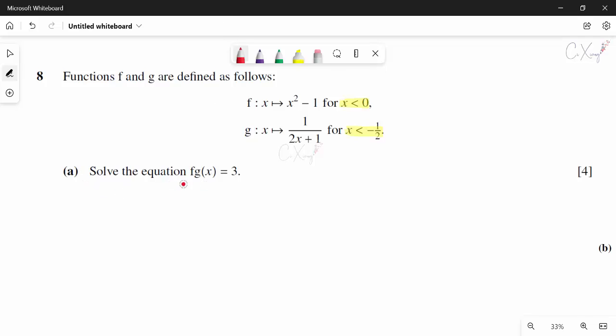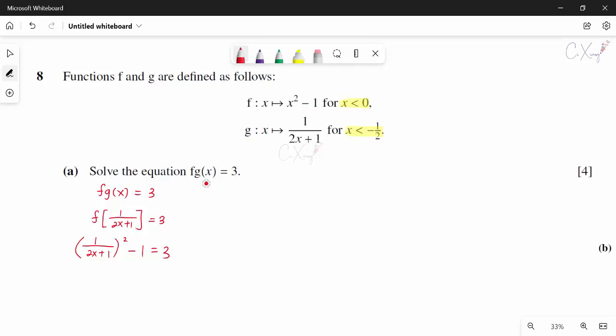Okay, so let's have a look at part A. They want us to solve the equation fg(x) equals to 3. Okay, so fg(x) is the composite function. You need to find out the composite function first. So fg(x) equals to 3. Okay, so what does it mean? That means that you need to put the g(x), 1 over 2x plus 1, into the function f. Okay, so that means your function f will become (1 over 2x plus 1) squared minus 1 equals to 3.